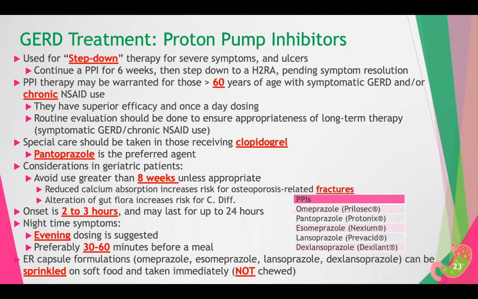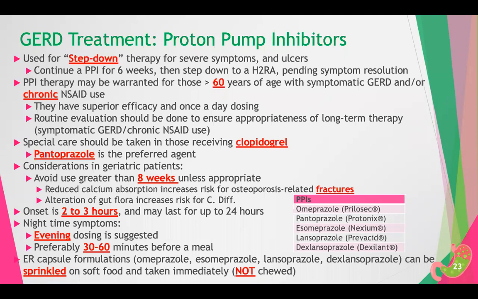PPI therapy may be warranted for those who are over 60 years of age with symptomatic GERD and/or chronic NSAID use. So it's very important to keep this in mind. Long-term use is definitely warranted with specific patients when they're older. Those are the ones who, if they have symptomatic GERD and/or they're utilizing chronic NSAIDs, have been shown to be much more efficacious as compared to the H2 receptor antagonists, and they have that once-a-day dosing.